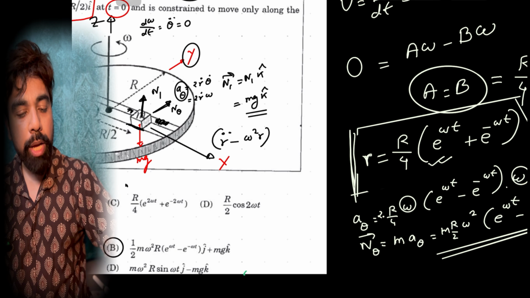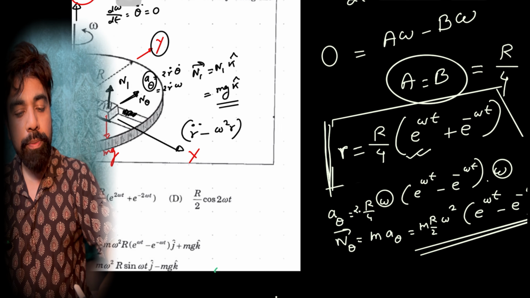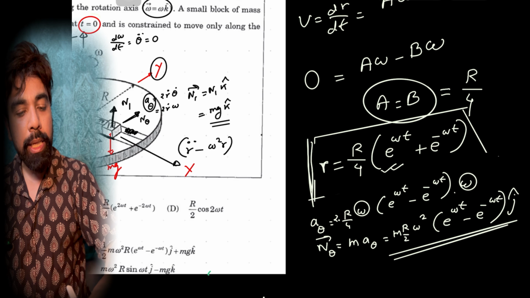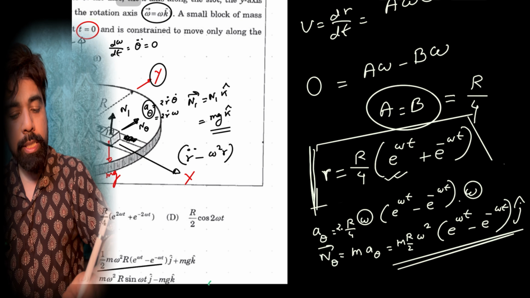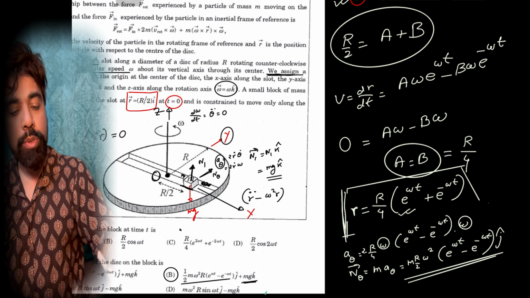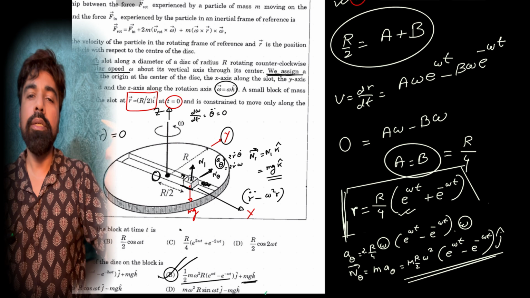Do you have this answer? M r square by 2 e to the power omega t minus e to the power minus omega t j cap. You can check this plus mg k cap. So the answer is option B.